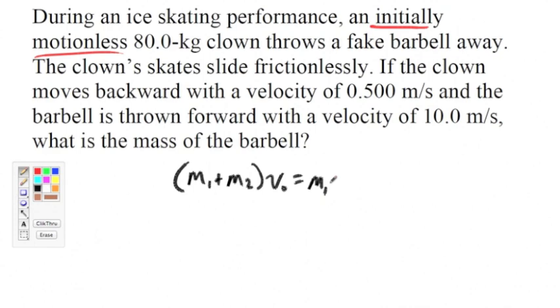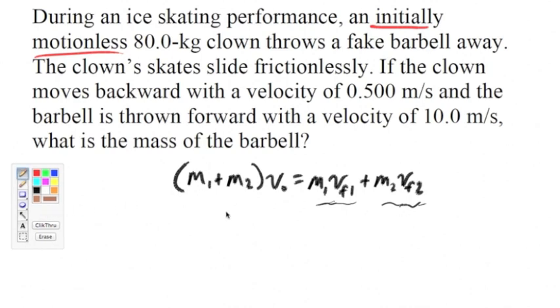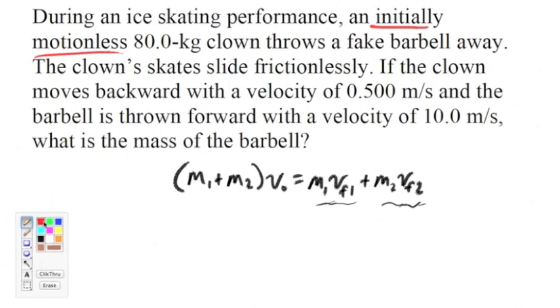Now, after they separate, the clown gets pushed in one direction and the barbell's going in the other, but we can say, since we are unable to create momentum from nothing, for every bit of momentum that the clown gets in one direction, the barbell will get in another. Now, if this is going to be 0 over here, one of these will have to be negative. I'm skipping to the equation here because I want to emphasize this concept. Let's see what this looks like in the problem-solving context then.